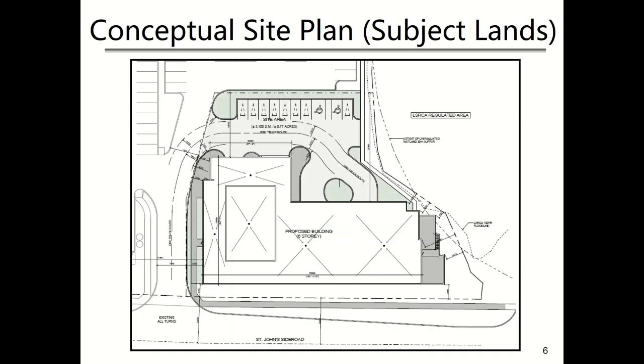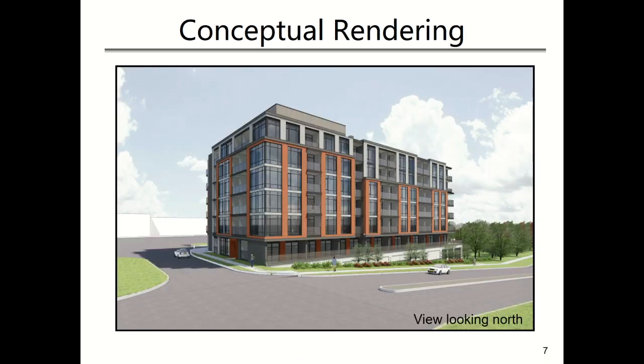The development will be accessed at the northwest edge of the subject lands through a drive aisle, and this aisle will provide access to at-grade loading, 2 levels of underground parking, and the main lobby to the building. Visitor parking is provided at grade along the aisle as shown on this slide. This is a conceptual rendering of the building looking north from St. John Side Road. Again, the applicant is proposing a 6-story residential building with a height of approximately 18.5 meters. Amenity area is provided both indoors and outdoors on the ground floor level.